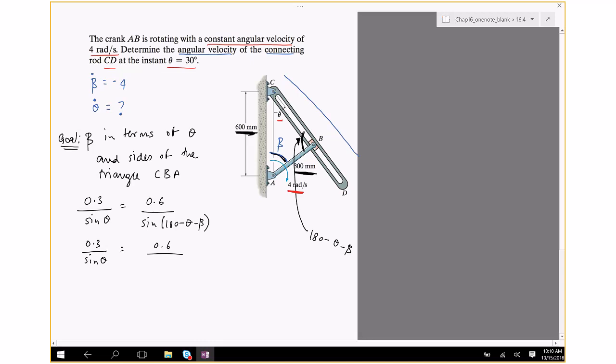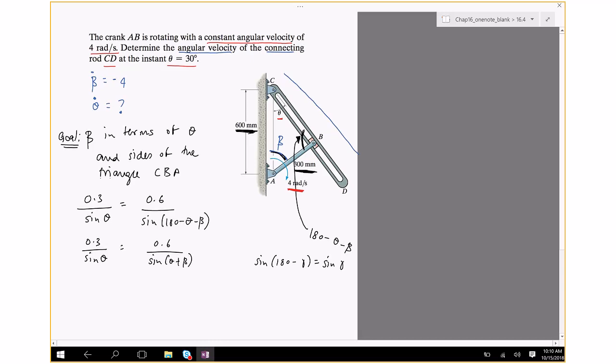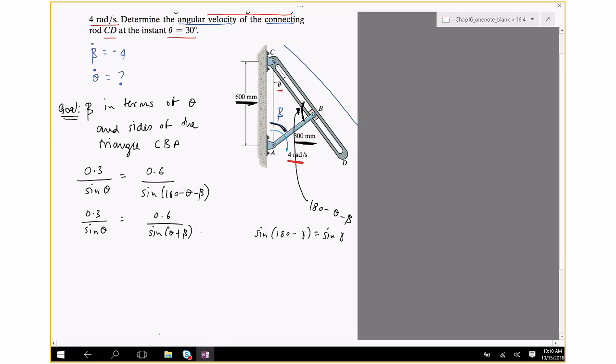So sine of 180 minus theta minus beta, do you know what that is? I'd want to get rid of 180. So sine of 180 minus any angle, let's call that gamma, is always sine of gamma. Right? So I'm going to use that and write here sine of theta plus beta.